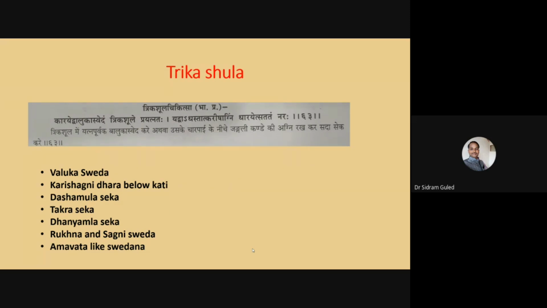Yadva adastat karishagnim dhare. He stressed Ruksha Sveda. We have to go for Ruksha Sveda when the Trika is involved, so we have to tackle it first with Ruksha Sveda: Valuka Sveda, Karishagni Dhara below the Kati, Dharana, and then Shimula Seka, Takra Seka, and Dhanyamla Seka. So we have to go for this Ruksha and Sagni Sweda, and we do the Svedana just as in the Amavata chikitsa. This is the first line of management we have to target in Trika Shula.